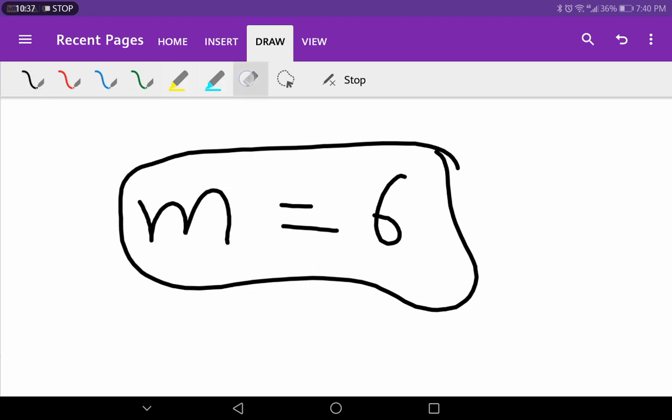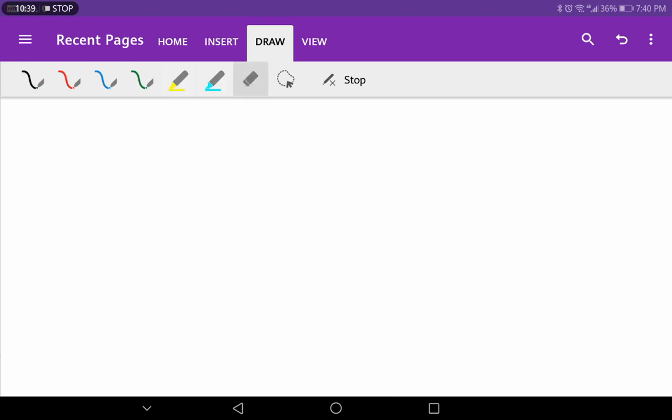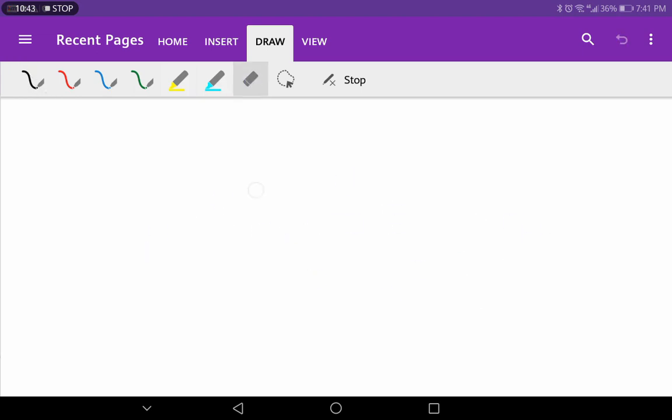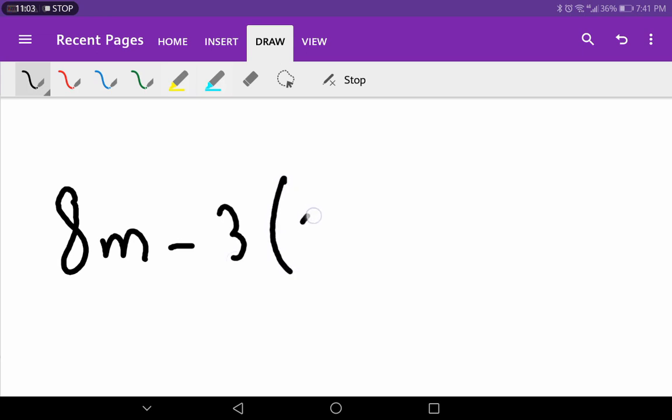I will give you a good question, a little bit harder, but it is easy if you apply what you learned, my dear students. Okay, let us start. Suppose we have this one: 8m negative 3 multiplied by 2m negative 2.